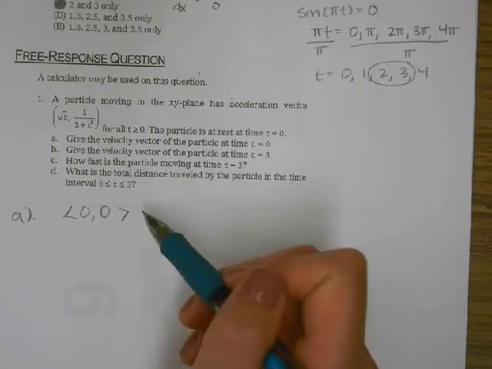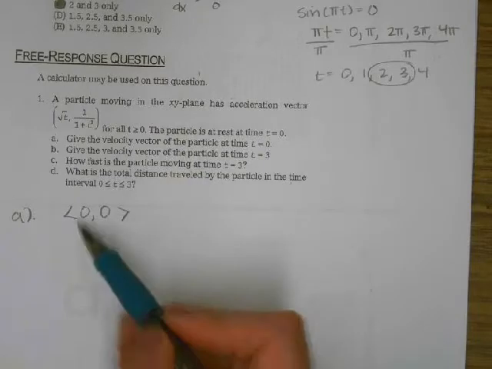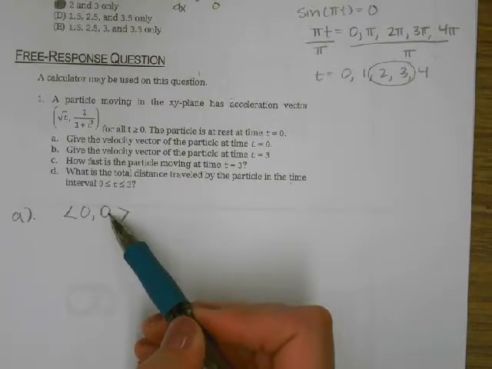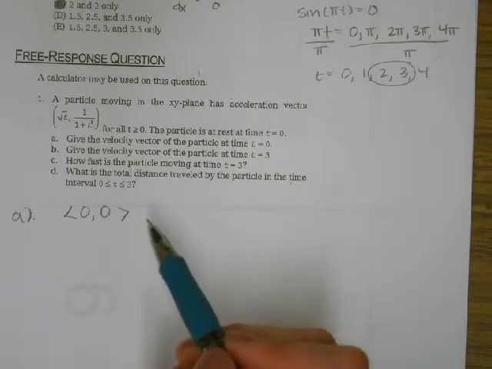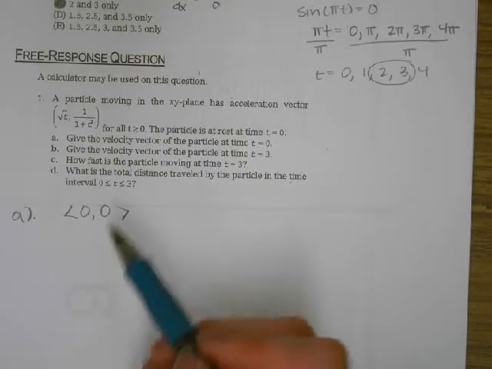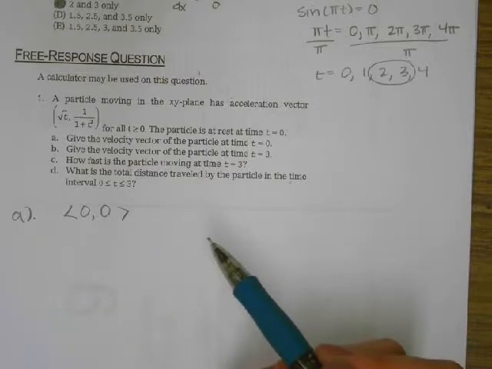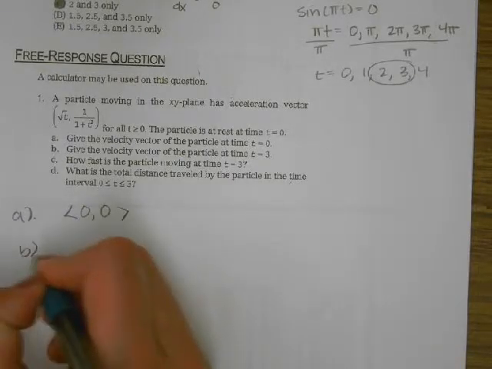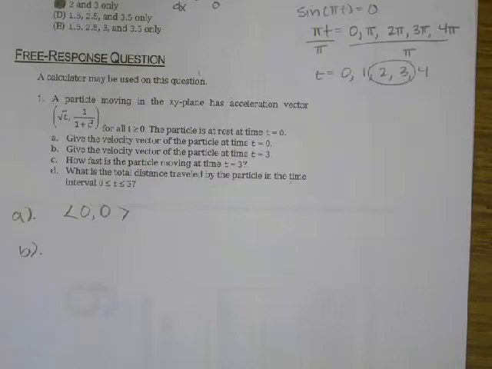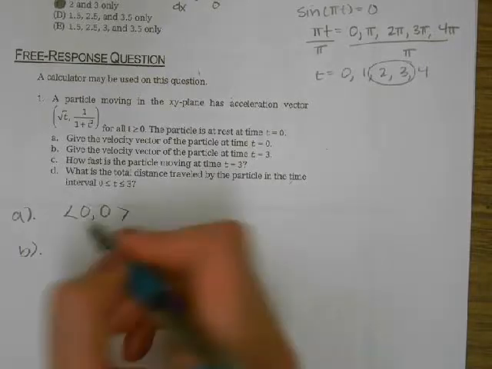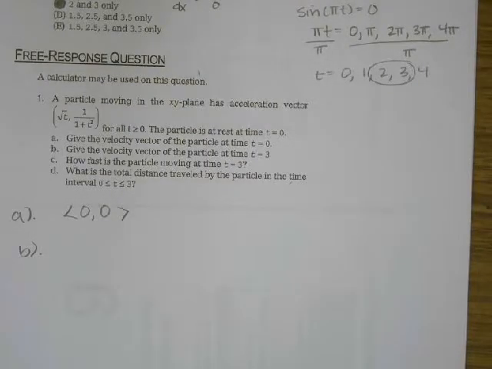So the reasoning is if the particle's at rest, it's not moving left or right, it's not moving up or down, and that's why the velocity is 0. So both components of the vector need to be 0 for this to be considered at rest. All right, for part B, it says give the velocity vector at the time t equals 3. So now we're getting some specific numbers in here, and what you'll notice is that the questions tend to build on themselves. There's not a point in the free response where your answer for D helps you do A.